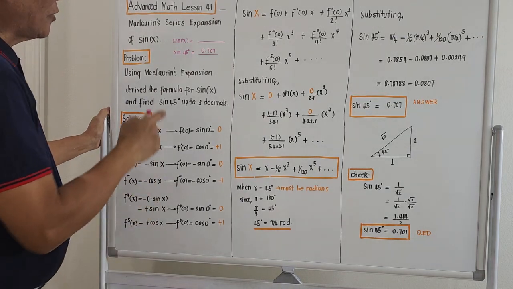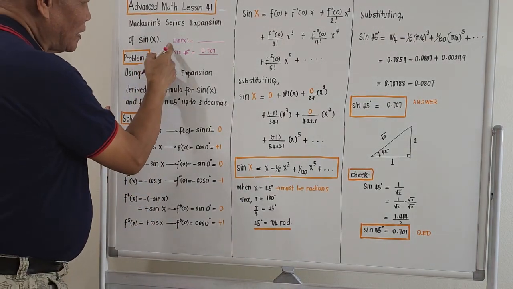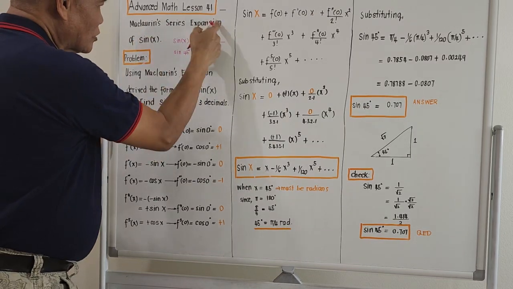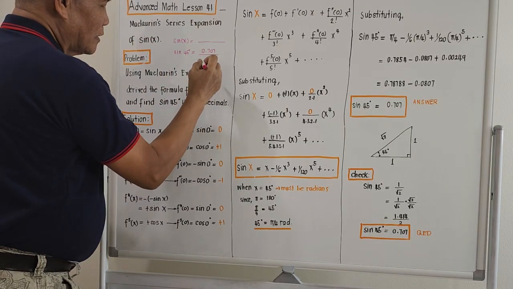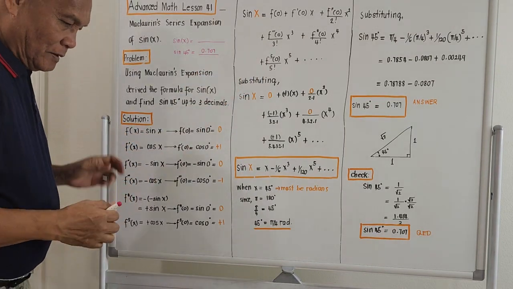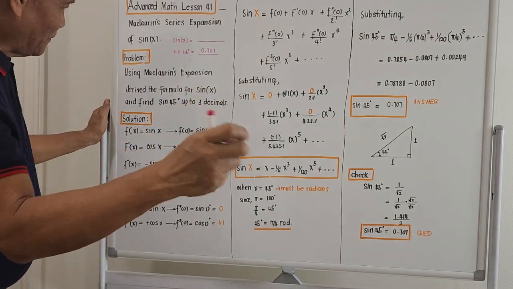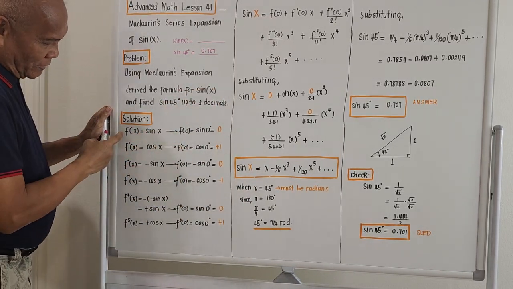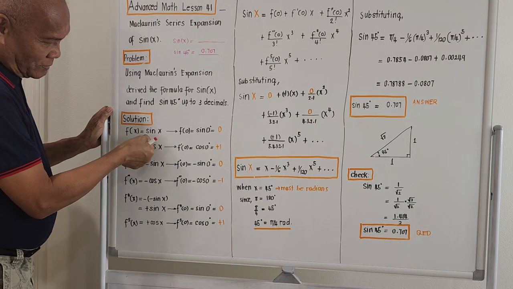But we must first derive the value of sine of x by using Maclaurin series of expansion. Okay, let's proceed with the solution. The given function is sine of x. I will place it here. Function of x is sine of x.